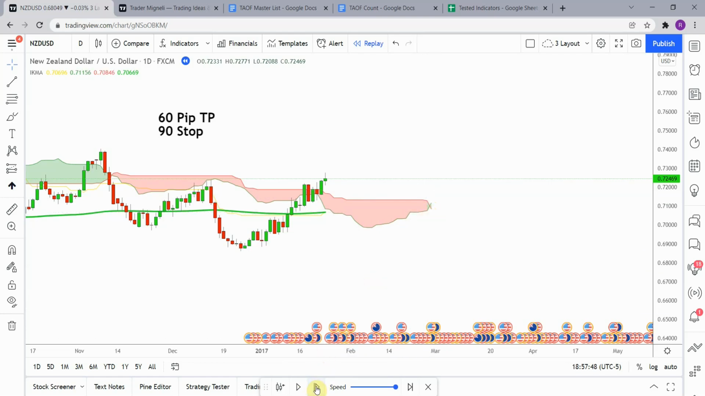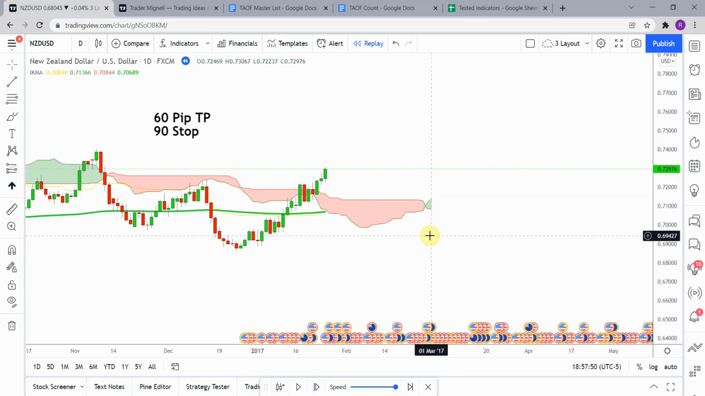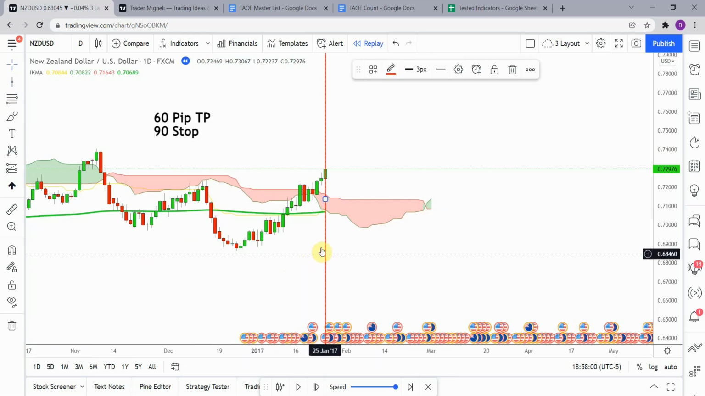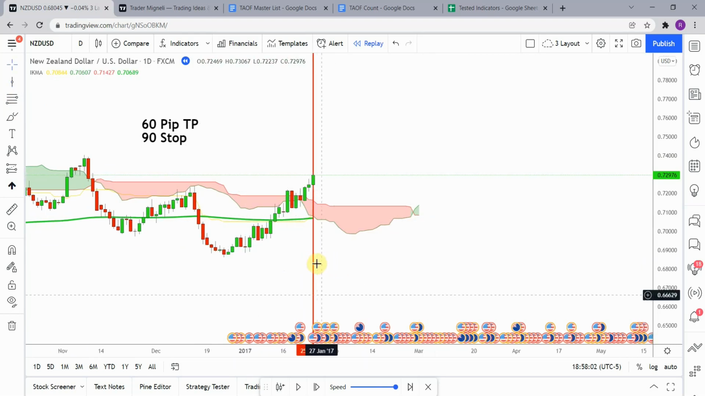Let's go ahead and play it forward just one more. There we go. And so you can see now that the Ichimoku cloud is in the green. And so that would be a long right there. Let's go ahead and play it forward and see what happens.